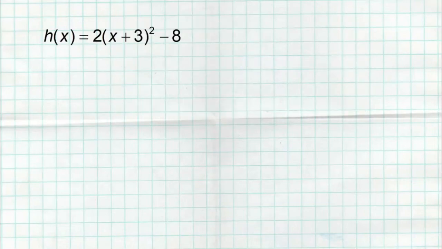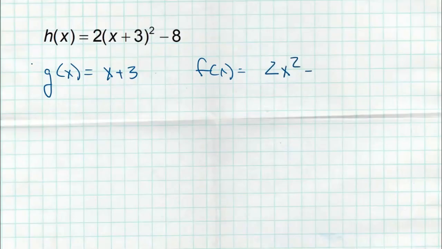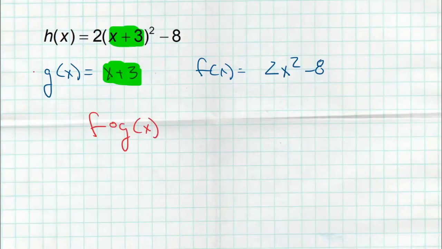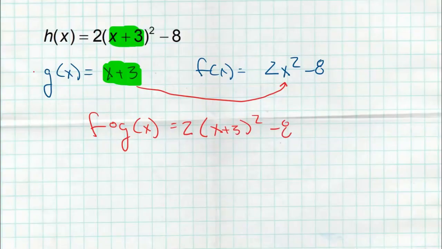So we have h of x, which is 2 times x plus 3 squared minus 8. So you could say, well, wait a minute, I can actually break this apart. Let's say we have g of x is x plus 3, and f of x is 2x squared minus 8. So you can actually see how I take x plus 3, that's my inside function that went into f. So if I do f composed of g, I'm literally taking g, x plus 3, and plugging it into f, 2x squared minus 8, and that would yield 2 times x plus 3 squared minus 8.